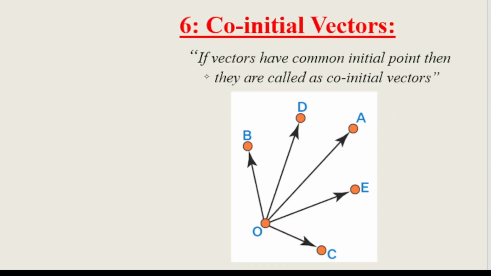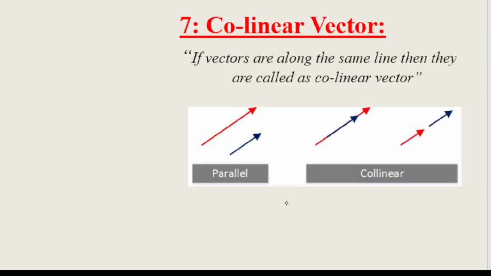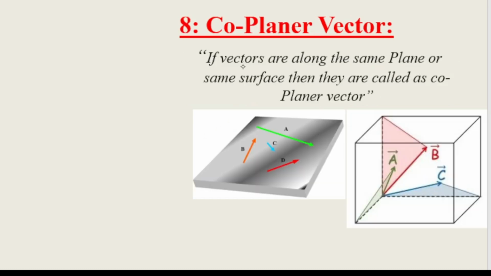Co-initial vectors. If vectors have the same common initial point, then they are called co-initial vectors. They have the same initial point. Collinear vectors. If vectors are along the same line, then they are called collinear vectors. Coplanar vectors. If vectors are along the same plane or same surface, then they are called coplanar vectors. Coplanar vectors lie in the same plane or same surface.